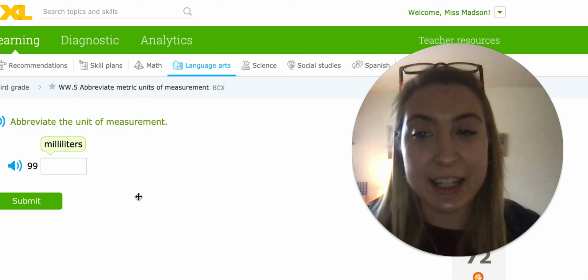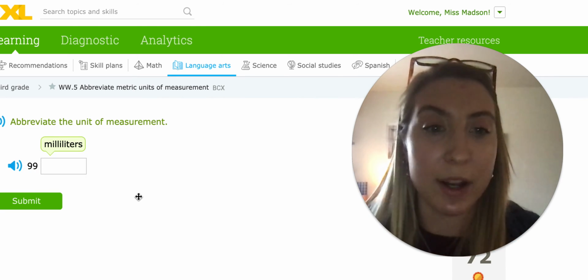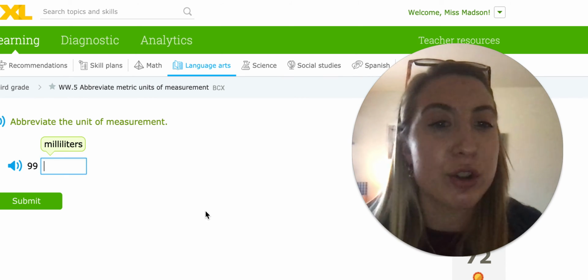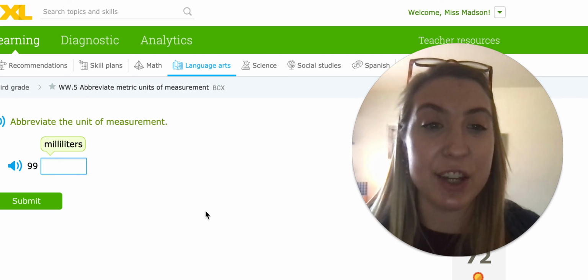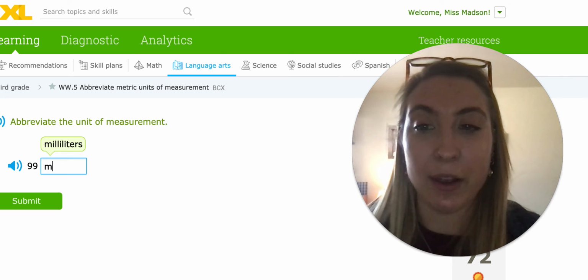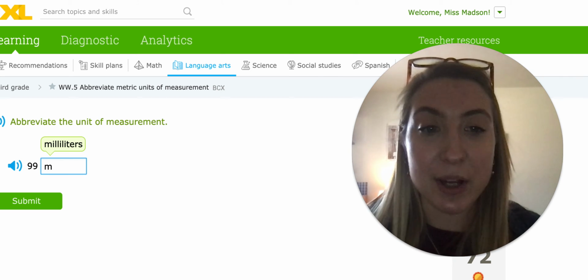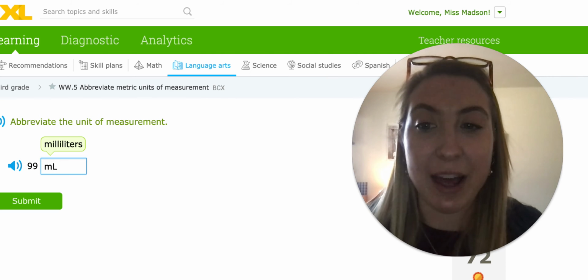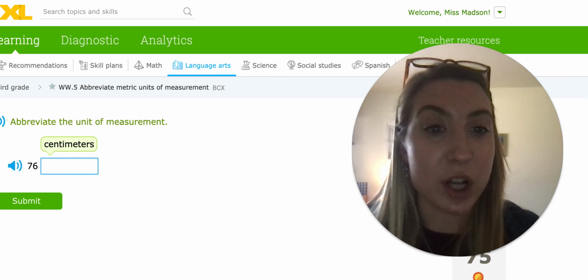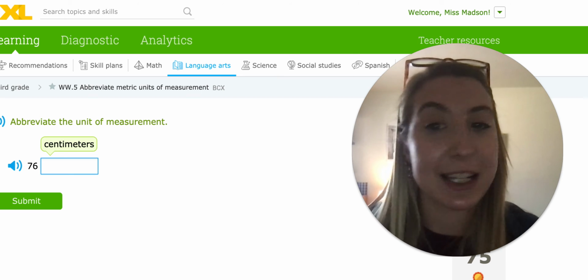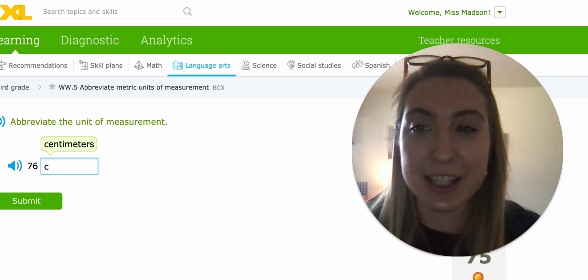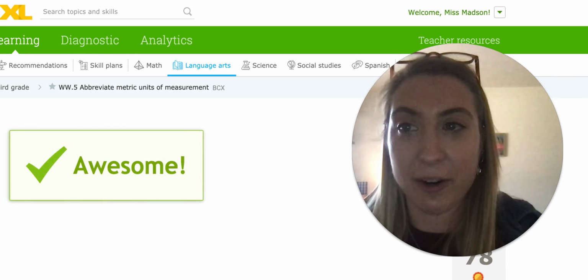Alright, so now that we get to more than one, so we're doing plural, we have 99 milliliters. So it's going to be the same abbreviation as if we said 1 milliliter. So remember, the M is for the milli, but the liters is special because with liters there is a capital L. So it's M capital L. And then for centimeters, we're talking about more than one, so 76 has the same abbreviation as just 1 centimeter. So we have a C for centi and then an M for meter.